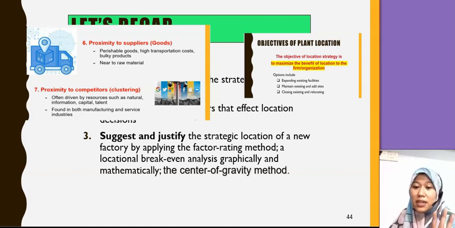And just now we did the 3 technique. The first one we did the factor rating. Second one is a bit complicated on the cost volume, in which you need to use to draw the graph and use the profit formula. And the third one just now we do the center of gravity method. Okay, that's all for part 2 with the 3 technique.